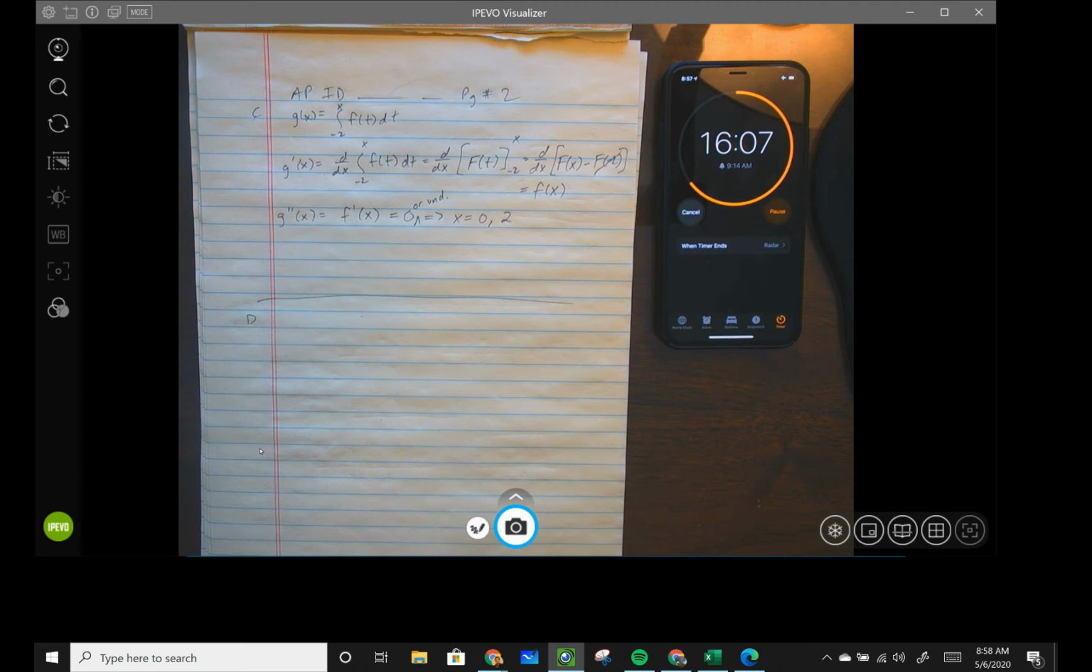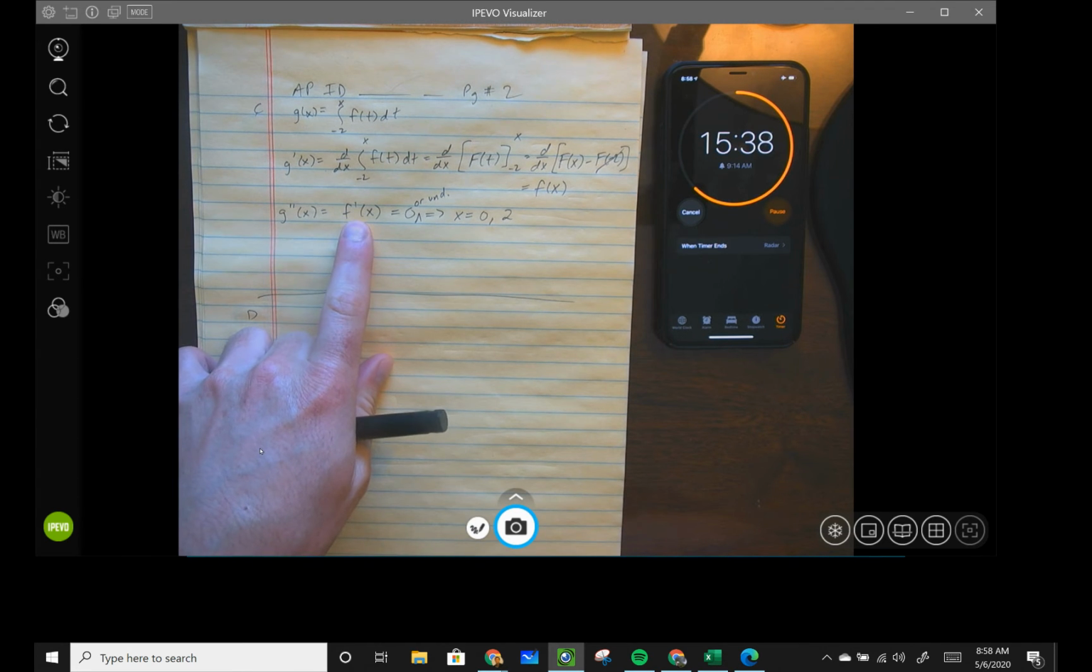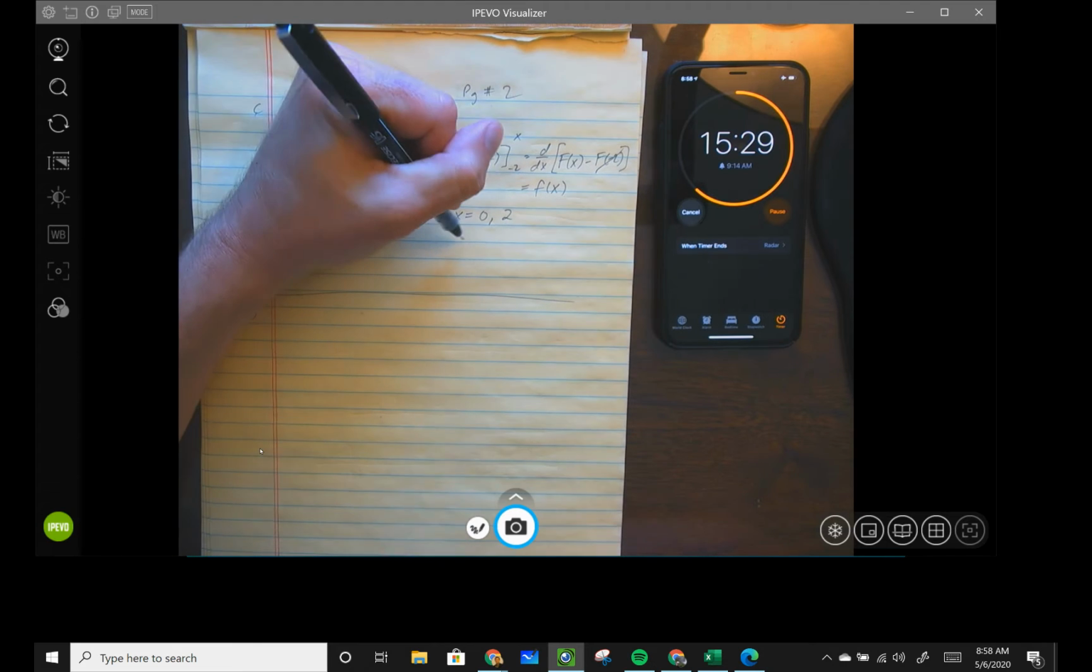Okay, and we need to talk about how we know it's a point of inflection, and that's if the second derivative is going from positive to negative or vice versa. And so since we're looking at f prime as g double prime, when does f prime change sign? When does f go from increasing to decreasing, right? If I want to know when this is going from positive to negative, I want to know when the original function is going from increasing to decreasing or vice versa. So these are both inflection points.